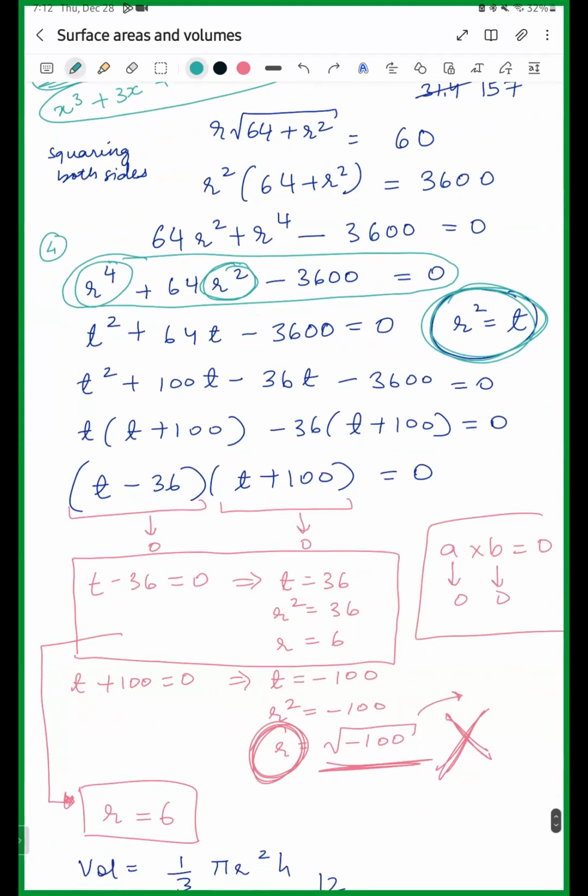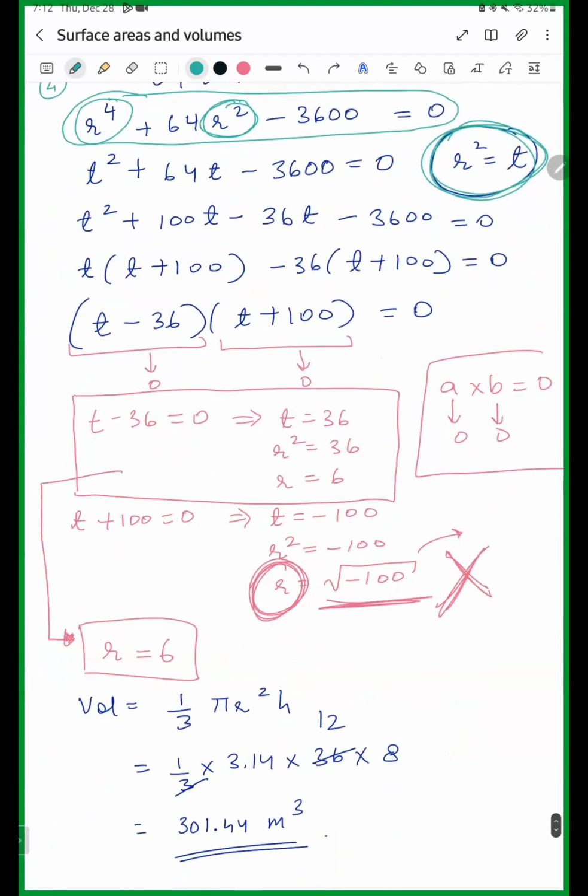So then we solved it, we did middle term splitting, and we got t minus 36 and t plus 100. Now we came to this juncture. What do we do from this piece of information? What is t again? r square, right? So r square minus 36 multiplied by r square plus 100 is 0. But we know that if the product of two brackets is 0, then either the first bracket is 0 or the second bracket is 0.